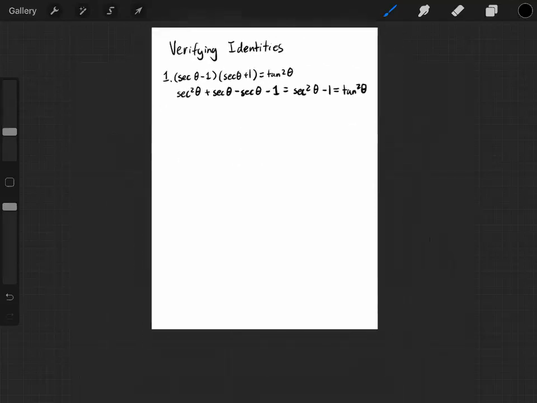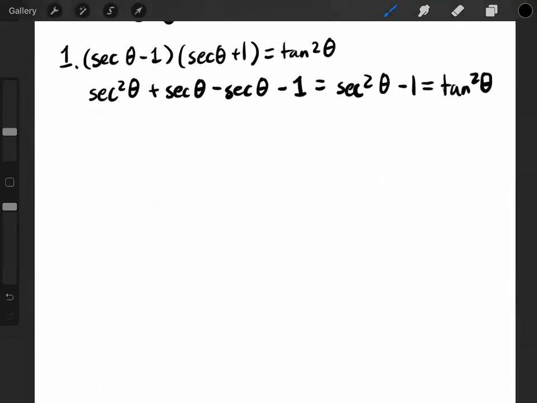So that's a fairly easy problem just to get us into it, just to see that sometimes these aren't as complicated as they seem. Sometimes it's just one simple step and then you're done. So let's move on to question number 2. Question number 2, we have 1 over 1 minus sine squared theta is equal to 1 plus tangent squared theta.